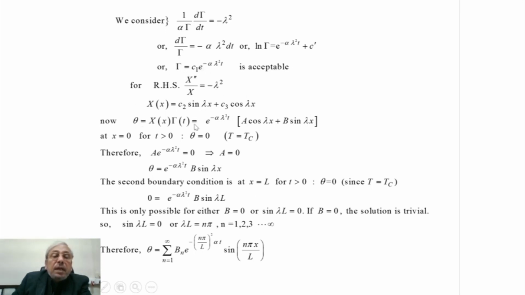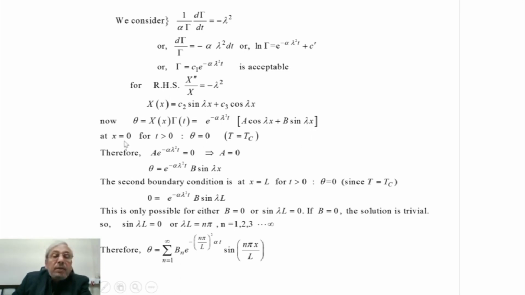Now we can combine them as a product, and the total solution is e to the power minus alpha lambda squared t into C1 and C2 and C1 and C3. After multiplication we get other constants: a cos lambda x plus b sin lambda x.